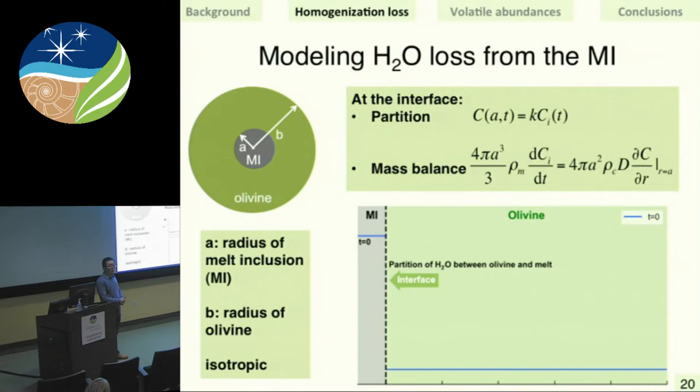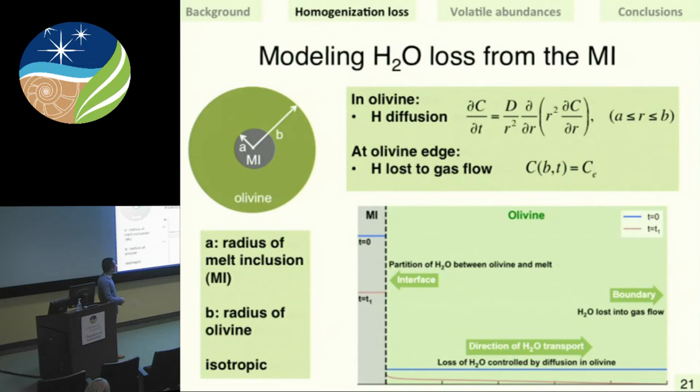So in this model, we assume a spherical melting solution at the center of a spherical olivine grain. And water is lost from the melting solution through the olivine grain by 1D diffusion of hydrogen in olivine. So here's a plot of the original water concentration in the melting solution and in the olivine. The concentration gradient at the interface between olivine and melting solution is controlled by the partition of water between the two phases. And the two phases are also related by the mass balance of water.